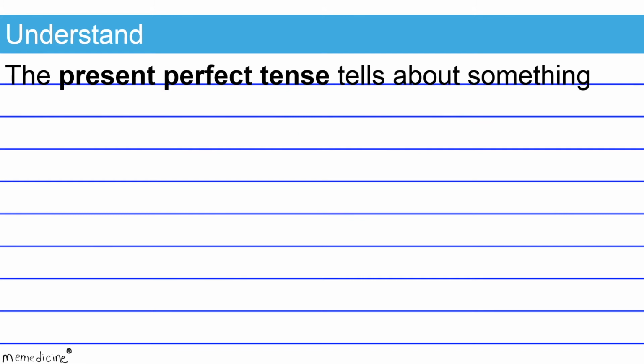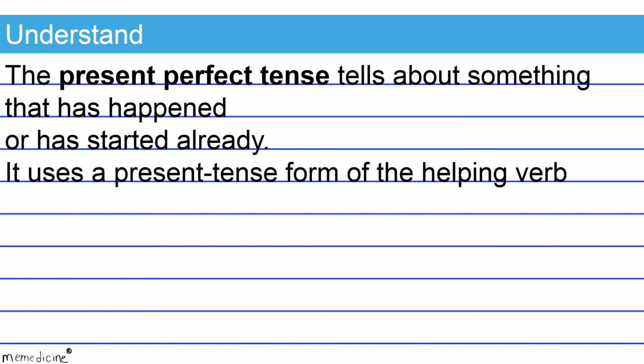The present perfect tense tells about something that has happened or has started already. It uses a present tense form of the helping verb to have, which is either going to be has or have. Note that has corresponds to second person singular subjects, and have will be paired with the first person singular pronoun I, the first person plural pronoun we, the second person singular pronoun you, and all third person plural pronouns. All right, so that might have been a lot to digest mentally.